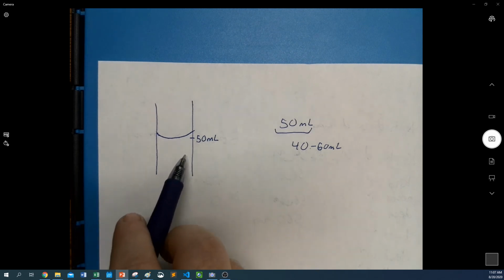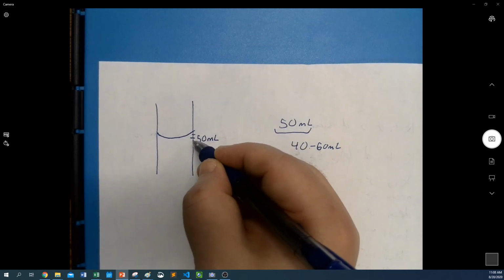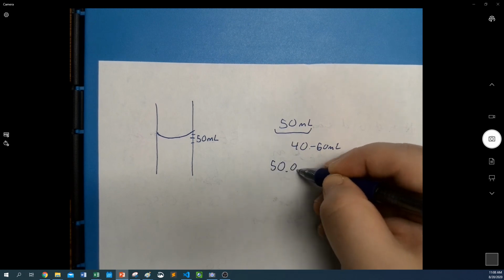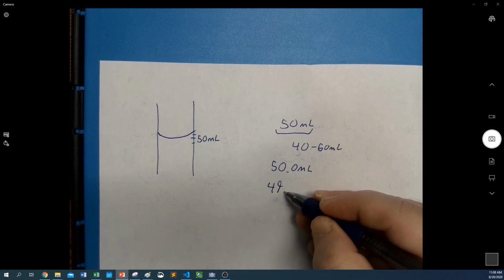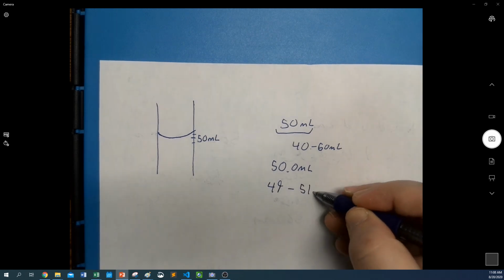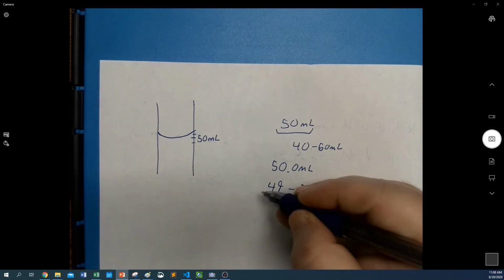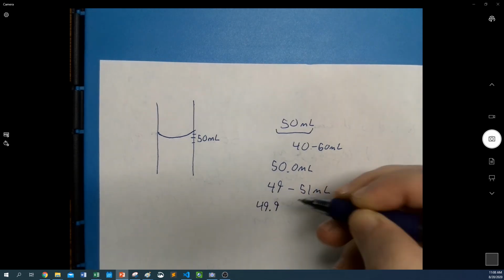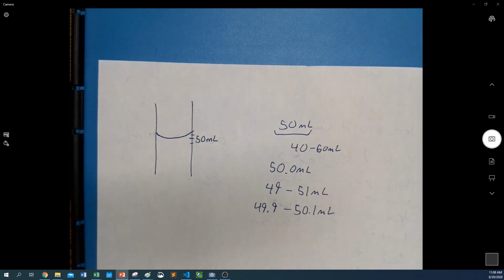And obviously, 40 and 60 is a very big range. What you would want to do is put that it was 50.0 milliliters. That is somewhere between 49 and 51 milliliters is where you recorded it. Or between 49.9 and 51.1. Be more precise. So we're trying to write how accurate your number is.